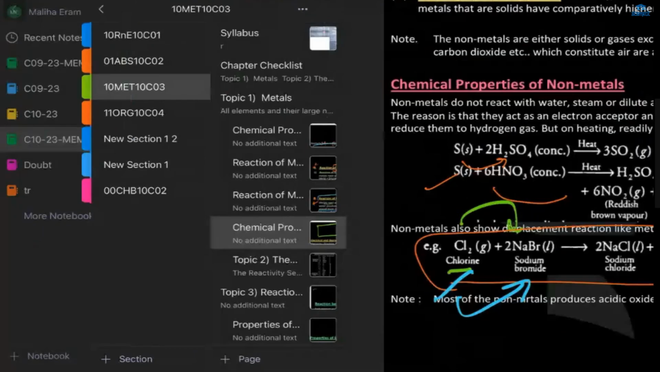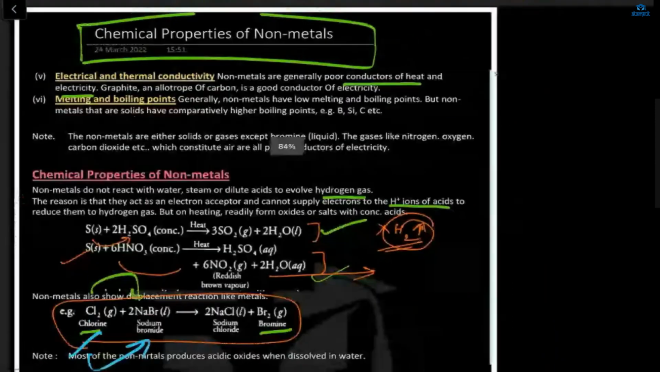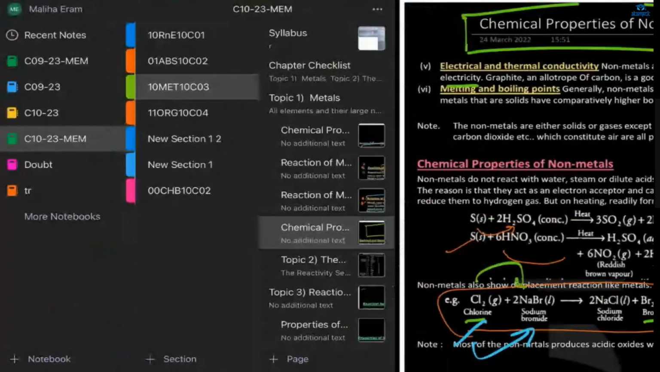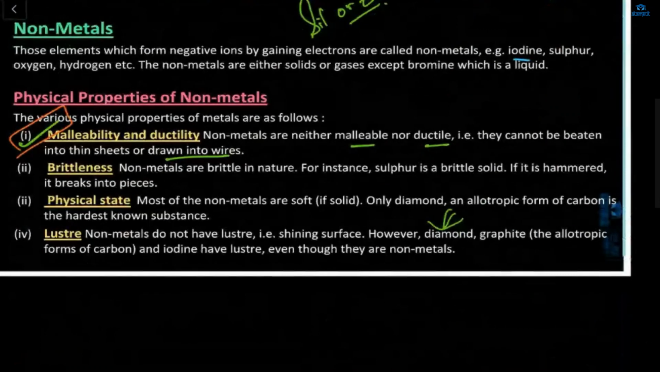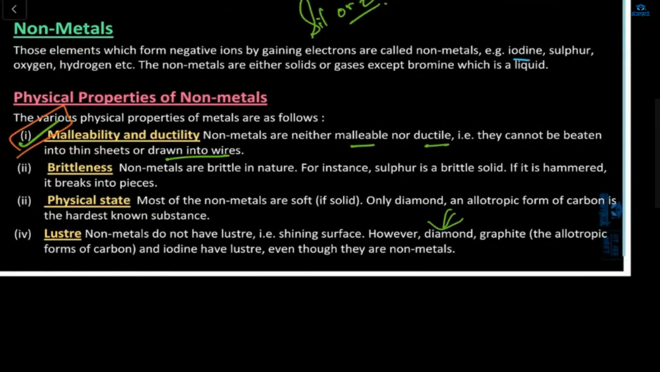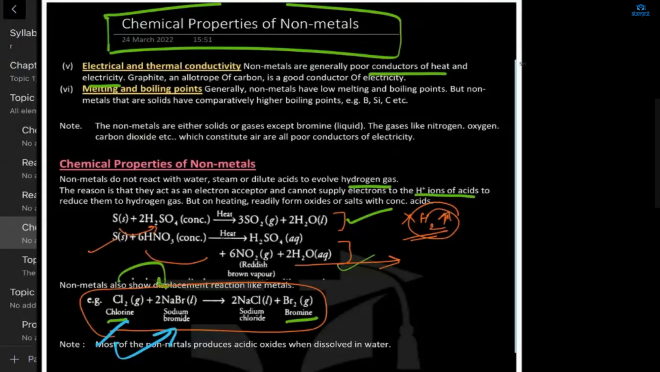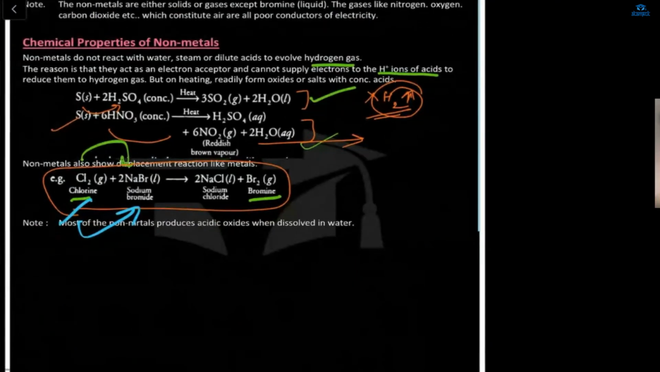Okay. Now, first let's discuss the physical properties of non-metals. Malleability and ductility are not there. They cannot be beaten into thin sheets and cannot be drawn into wires. What does brittleness mean? If it is hammered, it will break into pieces. Physical state and luster: non-metals are not shiny, except graphite, glitter and diamond.